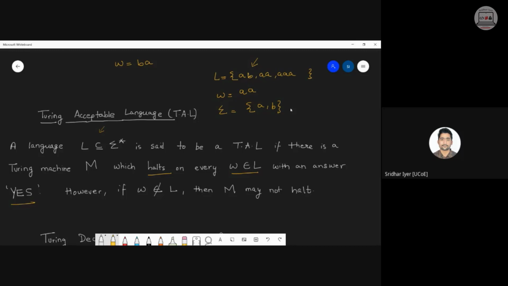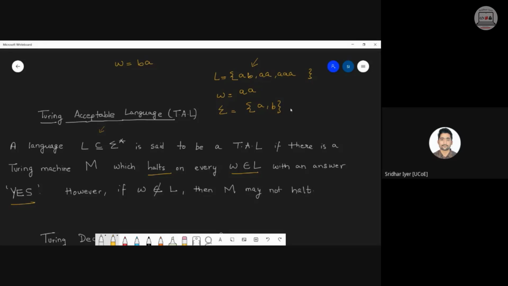We are discussing what exactly is a Turing acceptable language. So I have taken a few examples to make you understand what exactly this is. Let me go through the definition once again. The definition is like this: a language L, which is composed of any combinations of the alphabet, is said to be a Turing acceptable language if there is a Turing machine M which halts on every word belonging to L.